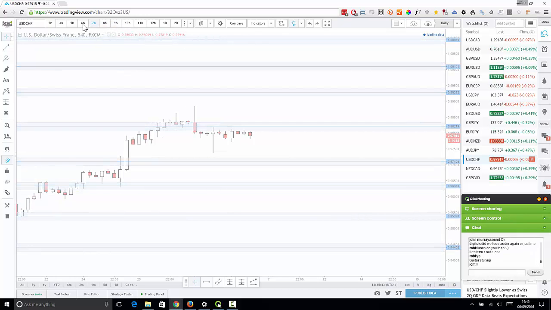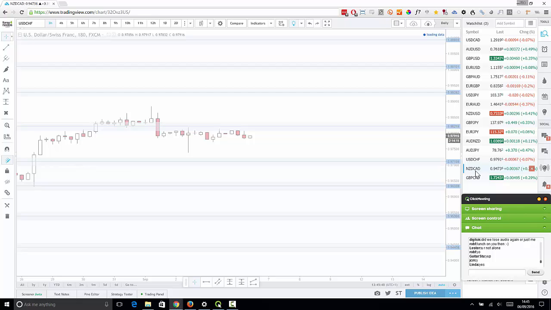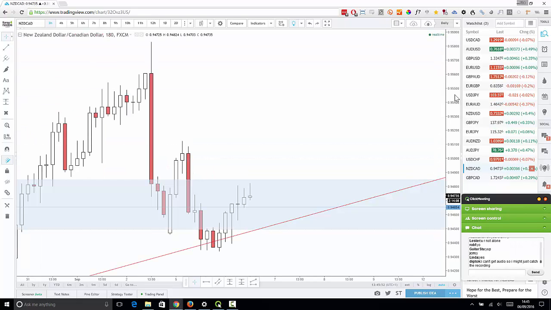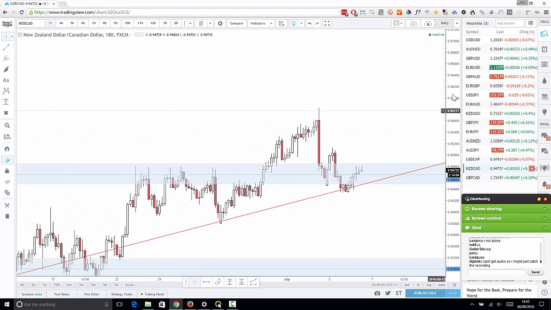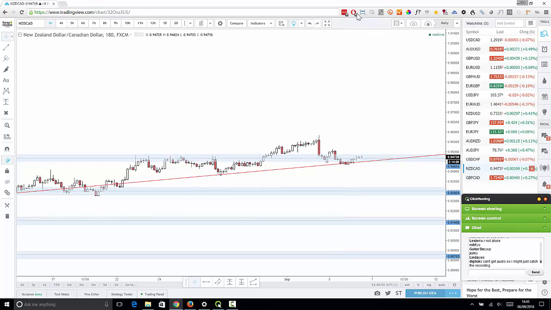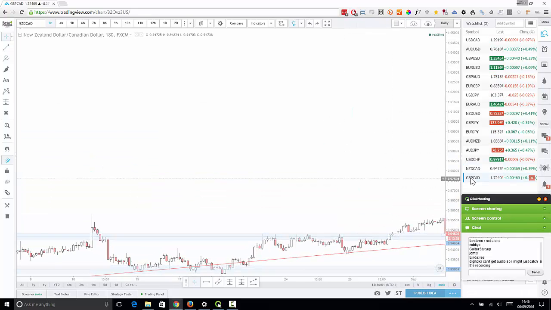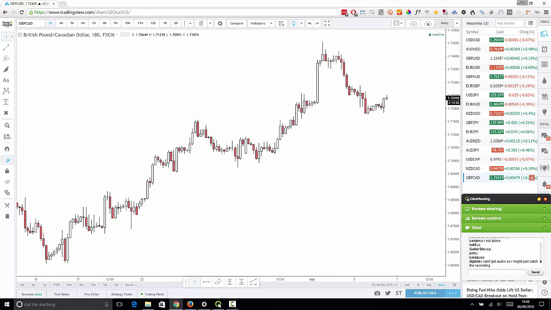Nothing going on USD CHF, nothing worth trading. New Zealand CAD, these pairs are not pairs I really trade. I don't even have support. Oh no, I do. But I don't have proper support resistance areas for this pair, I don't think. We're not going to do analysis for GBP CAD and New Zealand CAD. Let's just get rid of those ones.